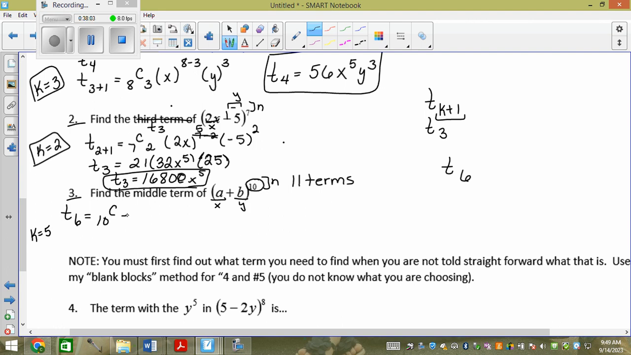So 10C5, and then we have a to the 10 minus 5, b to the 5. What's 10C5? What do we get? 252? A5, B5. Sounds like that stuff, A5 B5.